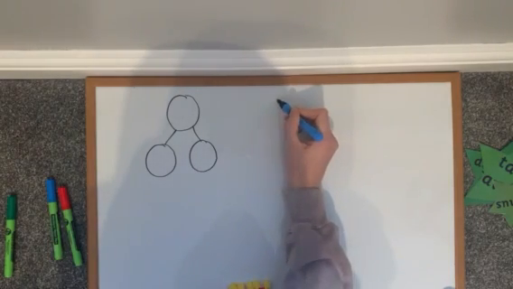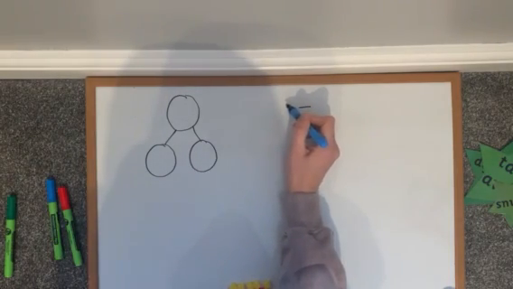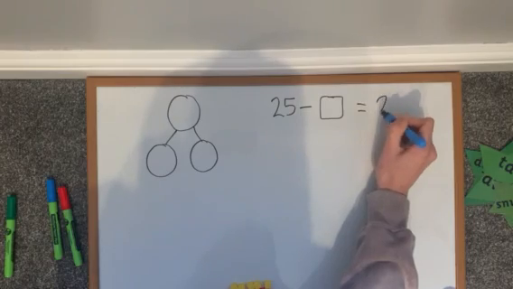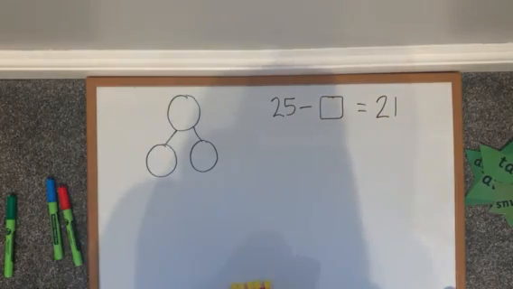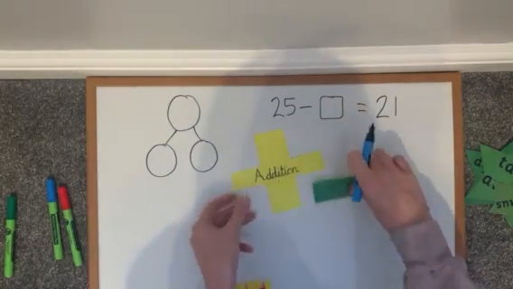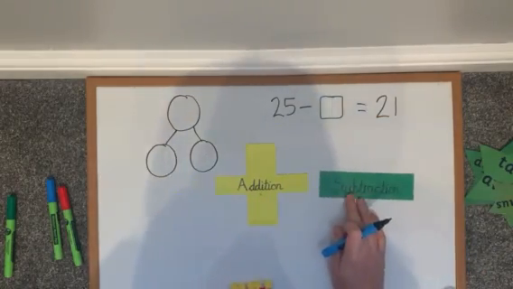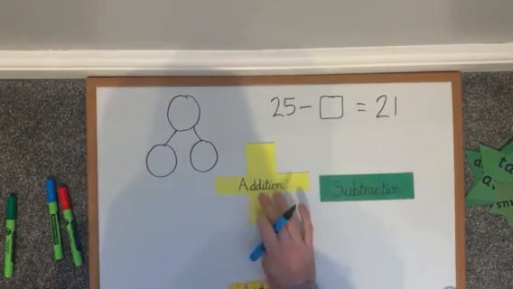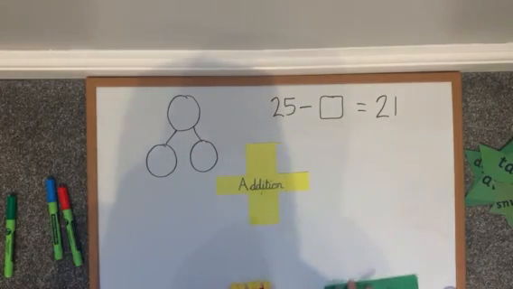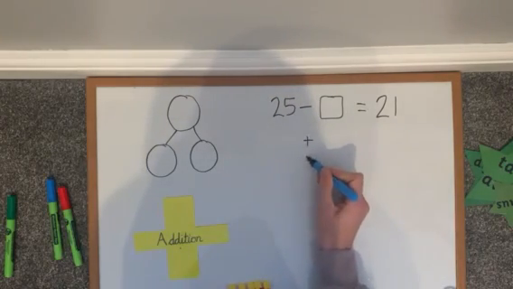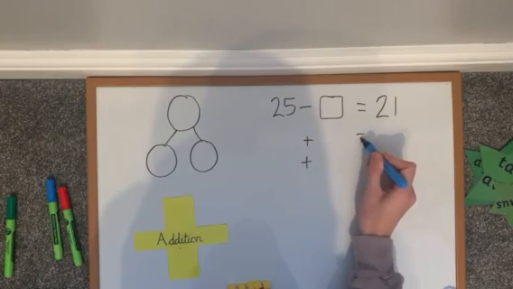So this time, my subtraction number sentence that I started with was 25, take away something, gives me 21. Now I don't want to work it out by counting backwards. I know that add and subtract are the inverse of one another, so that means they are linked, they have a connection. I'm going to work it out using an add number sentence. So I'm going to change it, and I've got two options that I could change it to.